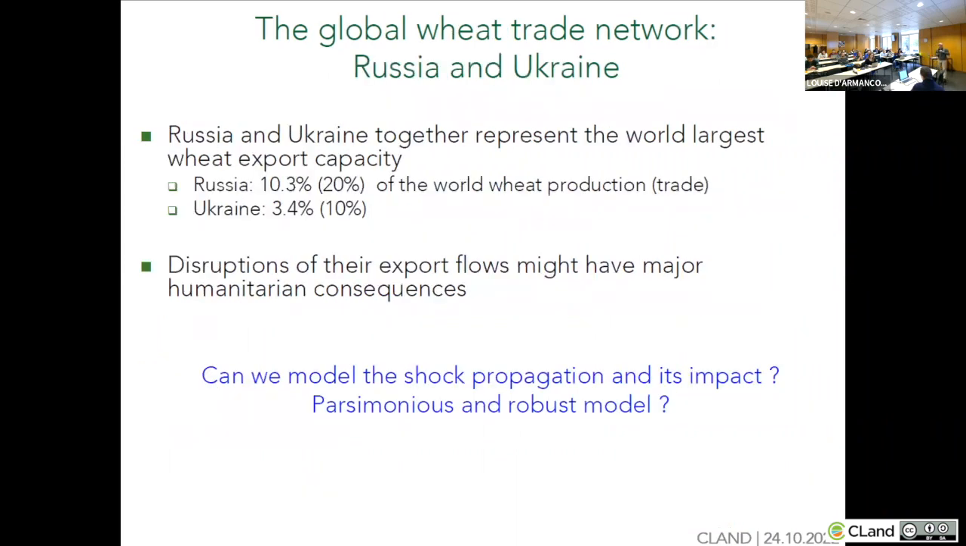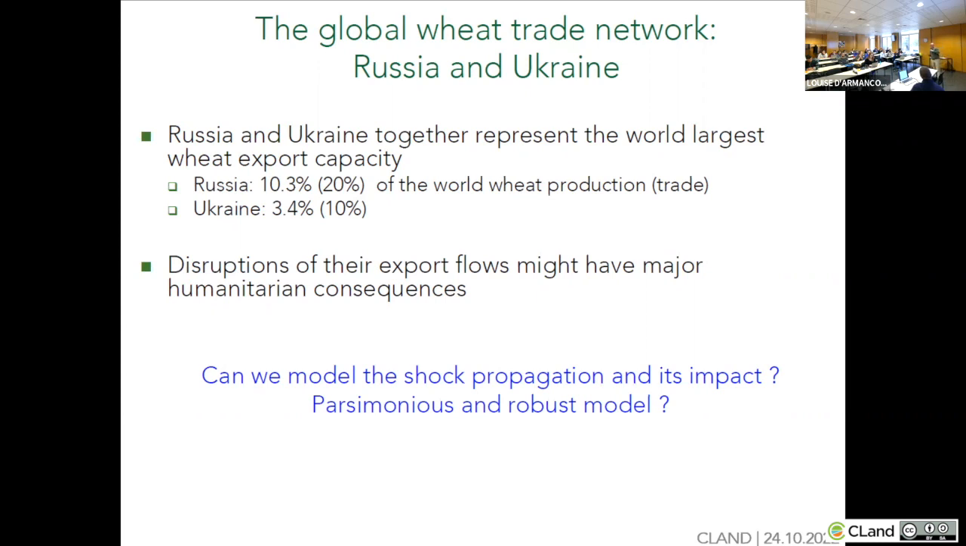Today, I will talk basically about the Ukrainian case, and they are really major exporters in the world. Ukraine is almost 4% of the world wheat production. If you take into account the trade, it's 10%, and Russia, of course, is very important. So you can expect that disruption of their export flows will have some consequences in the world. And the question is, can we predict how many people will be impacted?